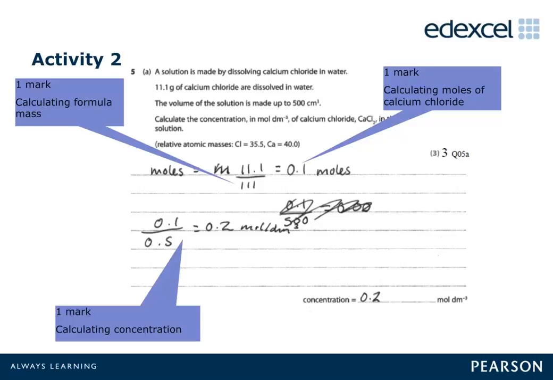This was a clearly laid out calculation. The first marking point was for calculating the formula mass of calcium chloride. The second marking point was for calculating the moles of calcium chloride. The third marking point was for calculating the concentration of the solution. In this answer, all three marking points can be identified.